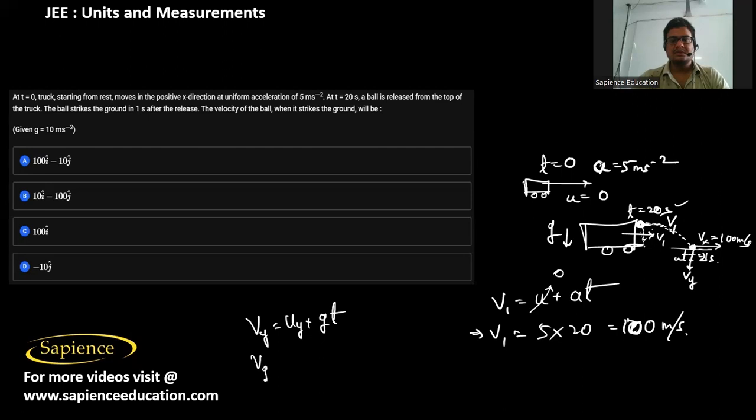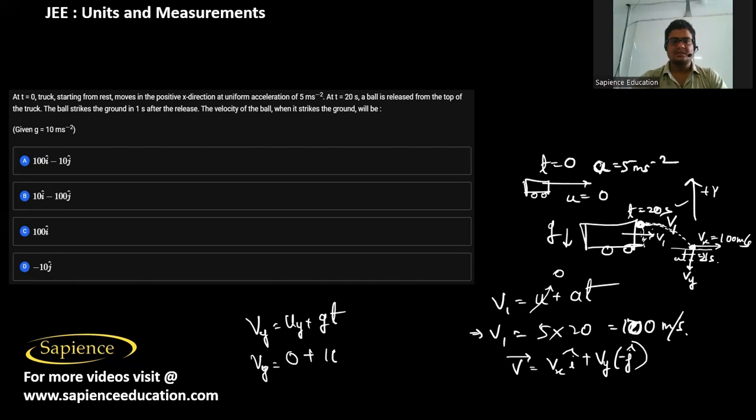So the final velocity of the ball will be equal to vx i cap plus vy minus j cap, since vy is vertically downwards, and we should take vertically upwards as the direction of positive y-axis. So vy will be equal to uy, that is 0, plus g into t.